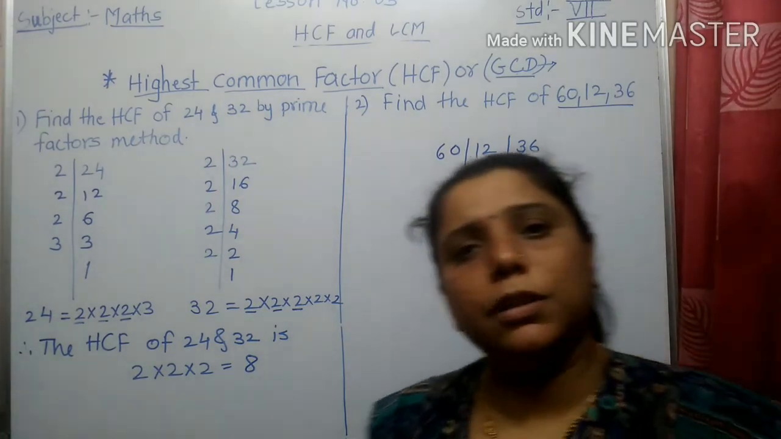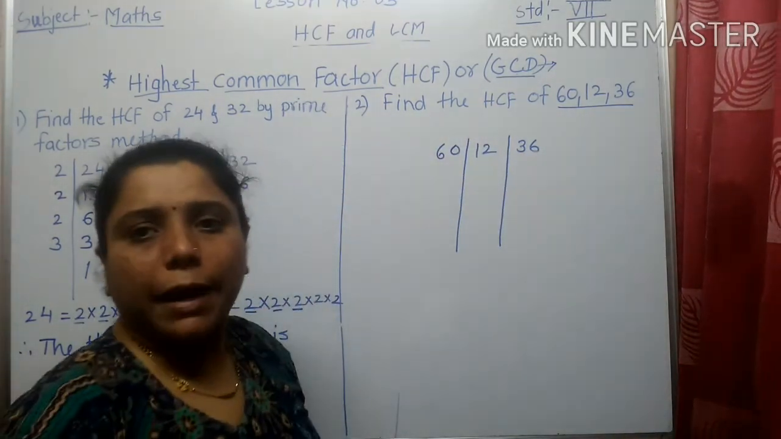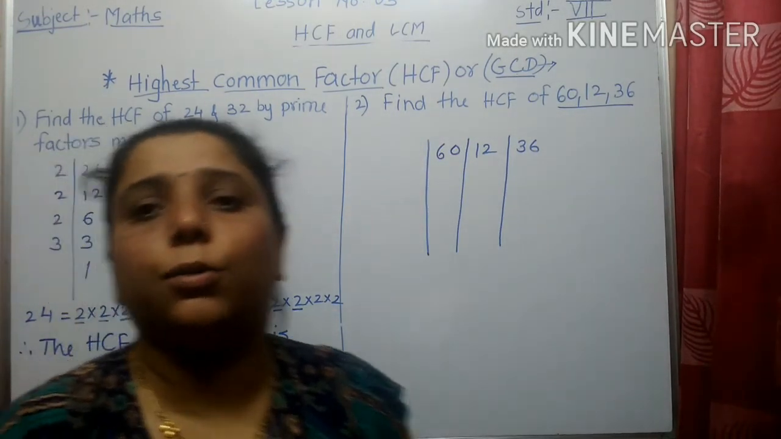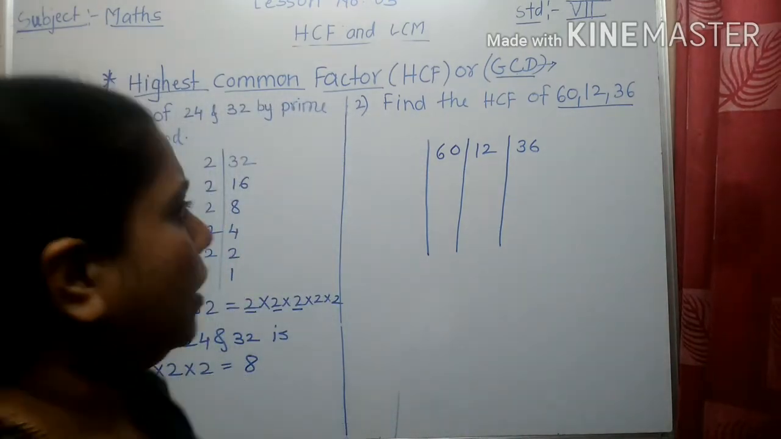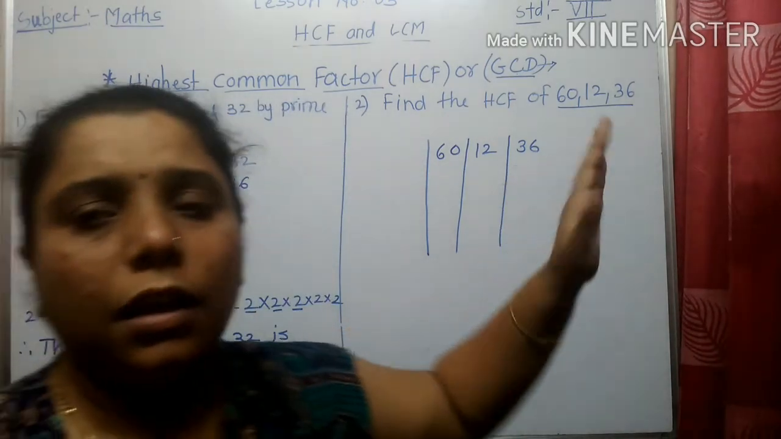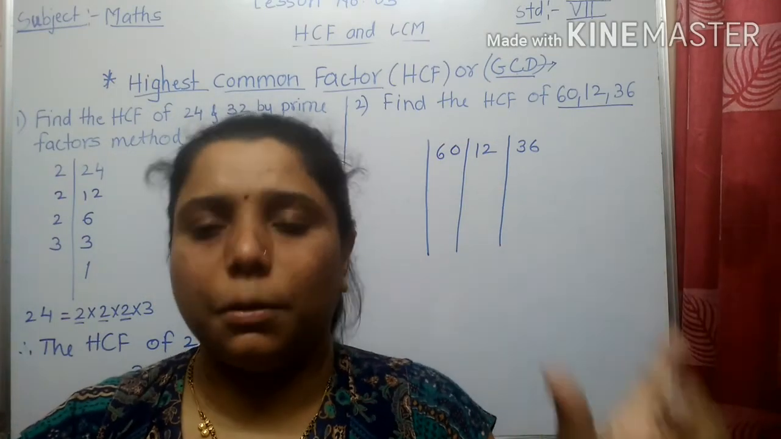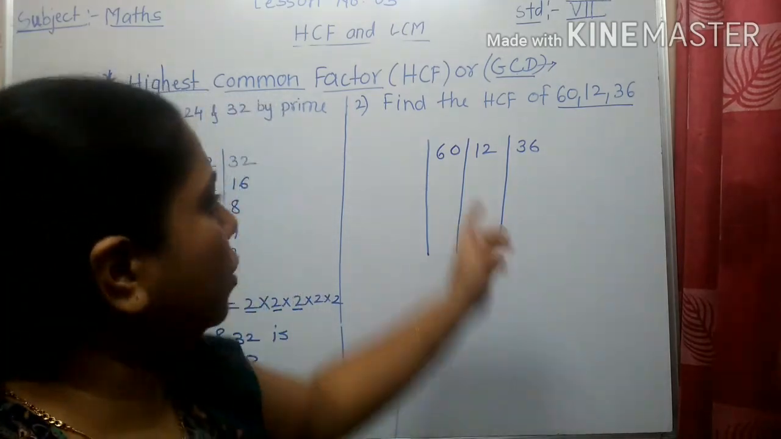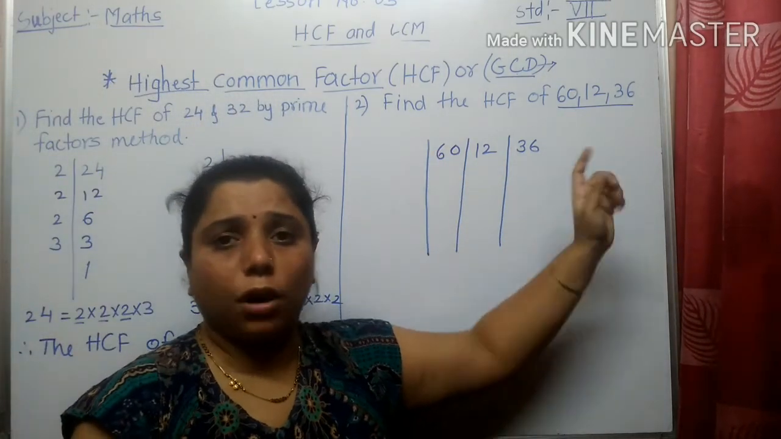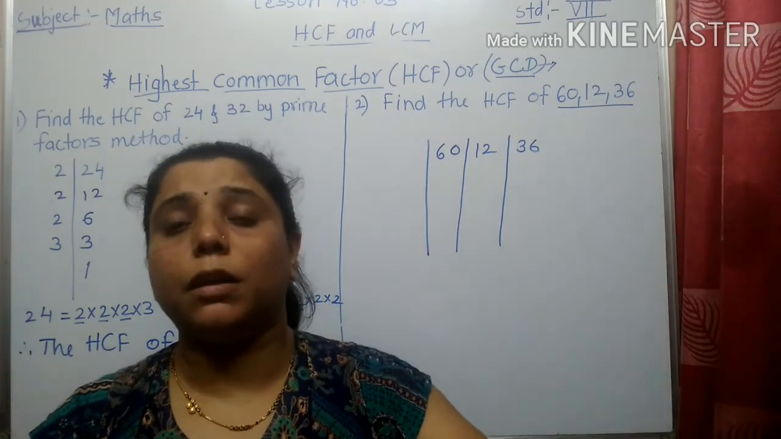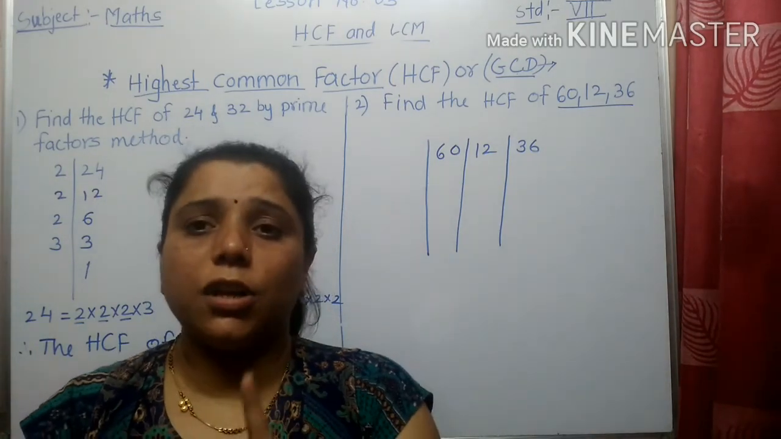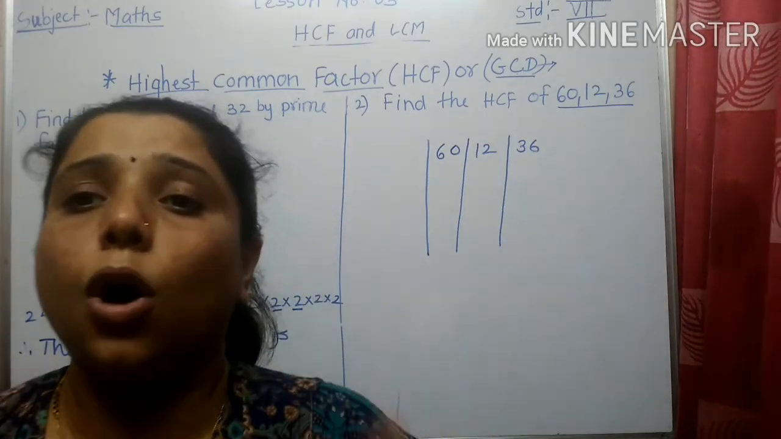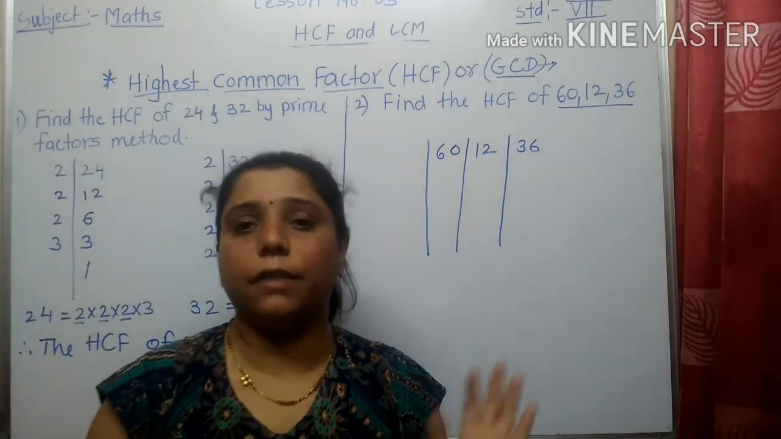Okay, and now you have to find out the prime factors. How to find them? Again you have to put a vertical line. To the left side of the vertical line, you just write down the prime factors. When you are finding in this way, remember one thing: all the numbers should be divisible by one number only. If out of 3 numbers any one number is not divisible by that particular prime number, then leave it. The condition is: all the 3 numbers should be divisible by one common prime number. That is very, very important.